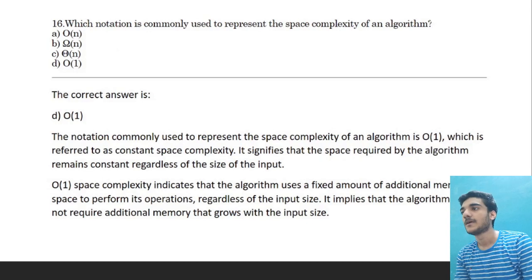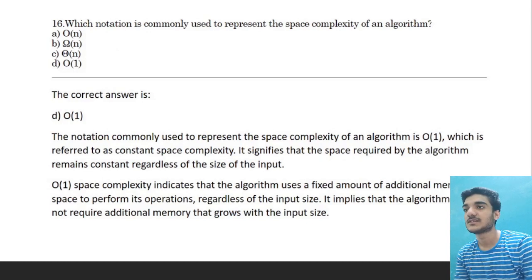Next question. Which notation is commonly used to represent the space complexity of an algorithm? And the correct option is big O of 1. Big O of 1 space complexity indicates that the algorithm uses a fixed amount of additional memory or space to perform its operation regardless of the input size. It implies that the algorithm does not require additional memory that grows with the input size.